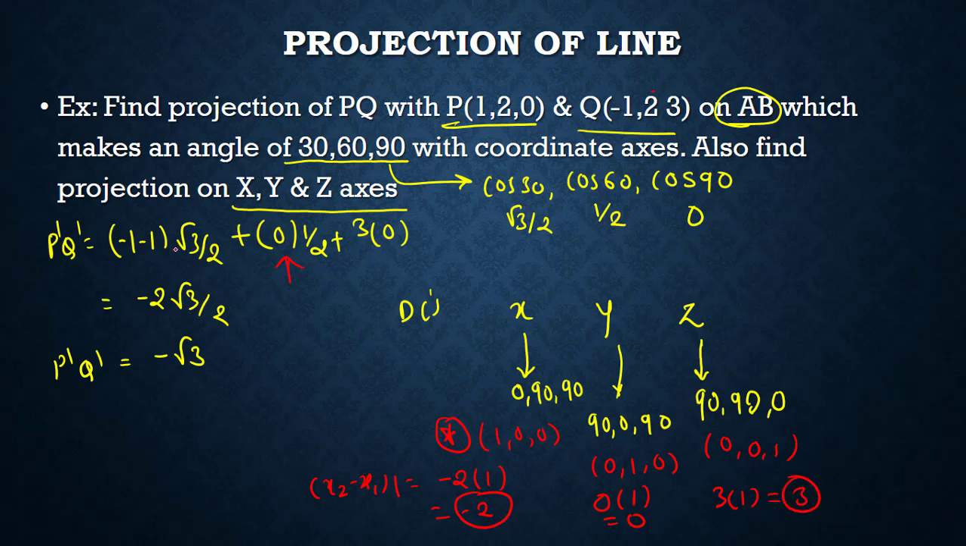Why am I not considering x2 minus x1? Because x2 minus x1 is multiplied by 0. Similarly y2 minus y1 is multiplied by 0. The only thing we get is z2 minus z1, and in this case z2 minus z1 is 3. So the answer to this question is: with x it is minus 2, with y it is 0, and with z it is 3. Okay, so this is the whole concept for the projection of a line.